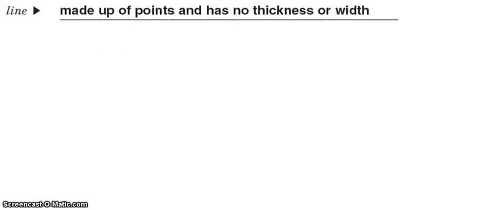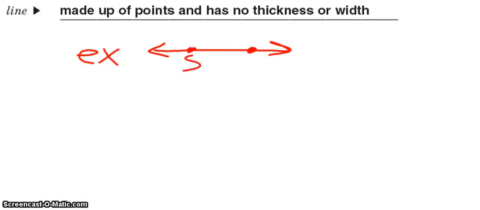Line. Made up of points and has no thickness or width. An example of this that you'll put in your notes. Here's your line. You'll have arrows at the end because it'll extend forever. Let's put a capital S and capital T to represent those points. You need at least two, if not more, points to represent a line. And it could also be denoted by a lowercase cursive letter.